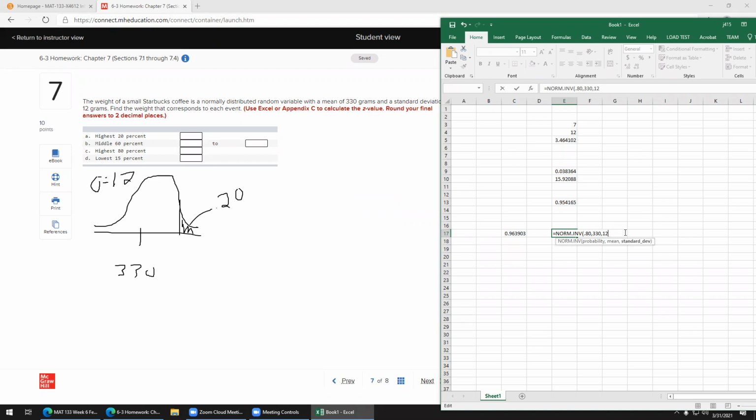No, I don't need a 1. That's only when you're doing norm dist because it knows. So the answer is, and it wants us to round to 2 decimal places, so that's 340.099. So 340.1.